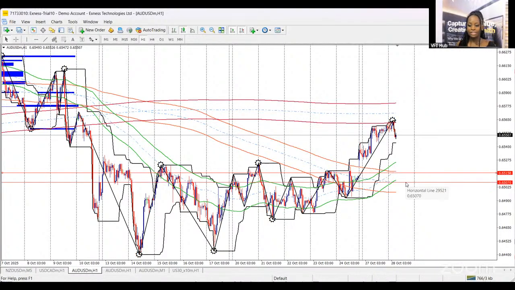But if AUD now continues to sell and violate this zone, remember, a temporary retracement or an eventual reversal, right? So if it breaks through this zone, we're going to know that the sales are back in full force.